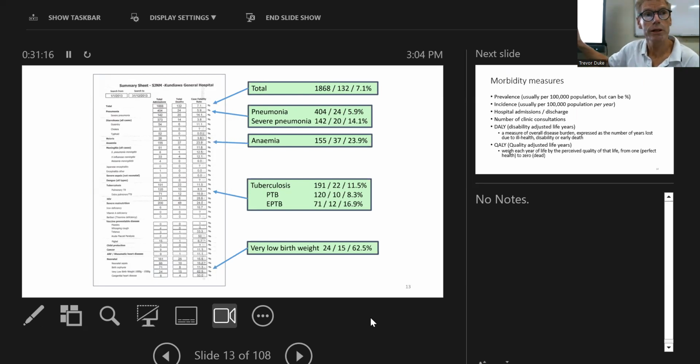So from knowing these data, one, you can benchmark with previous years, and you can benchmark with other hospitals about why there are differences in case fatality rates, and you can follow these over a long time, as we have done and seen.